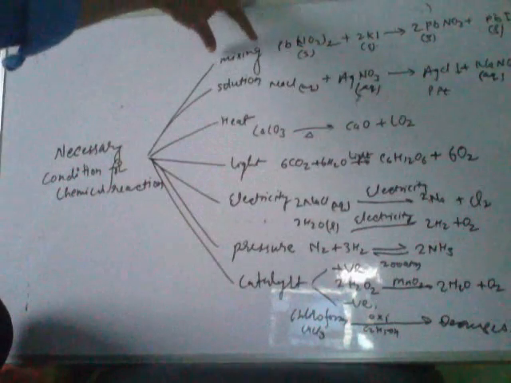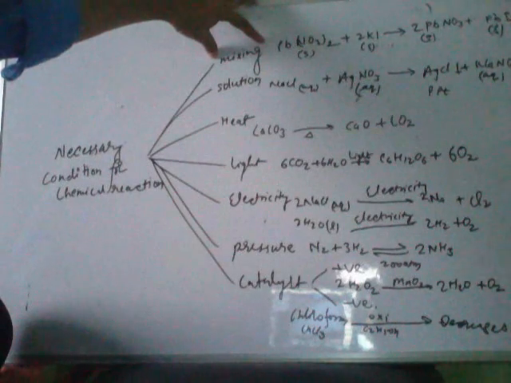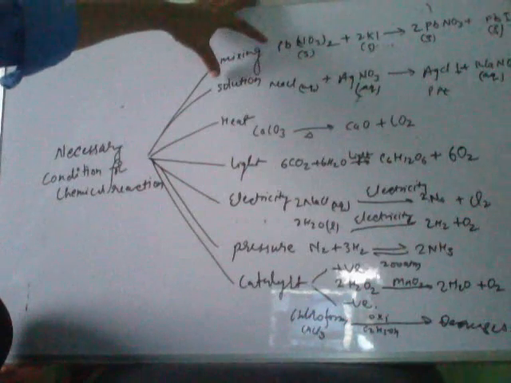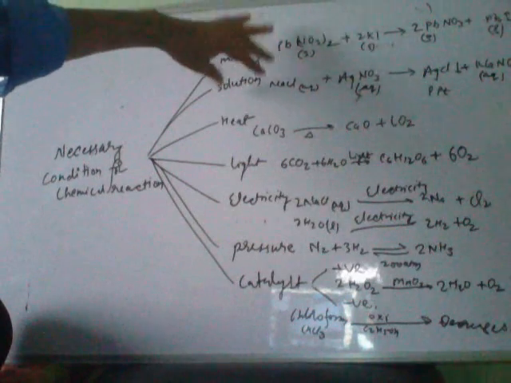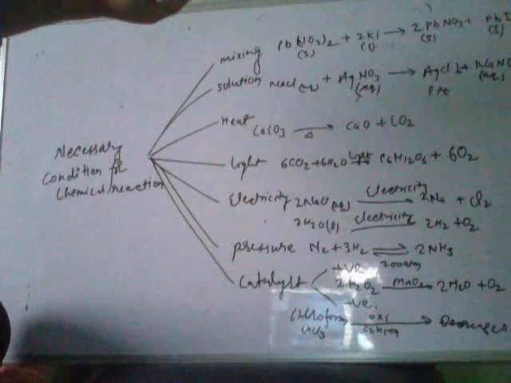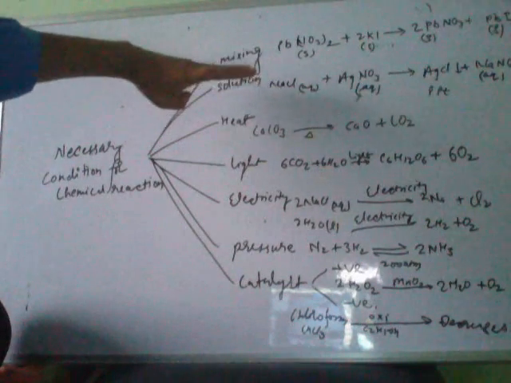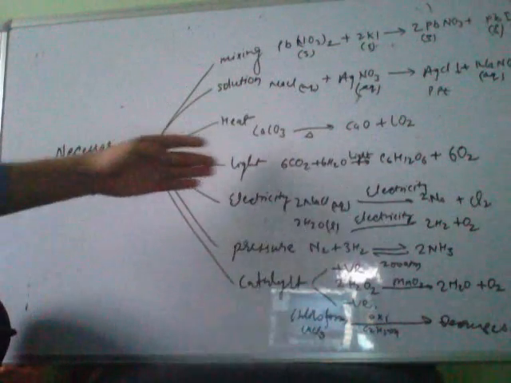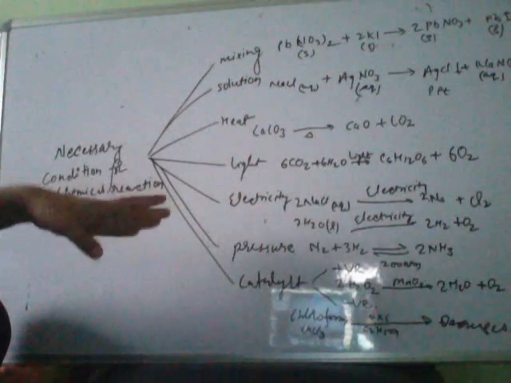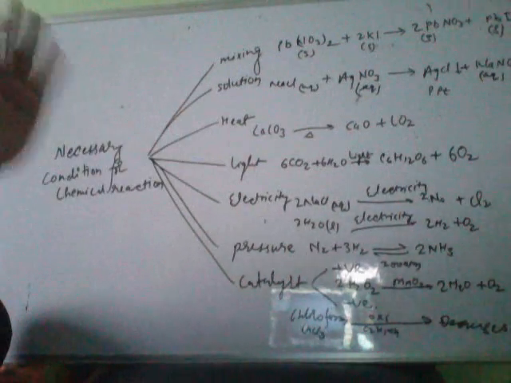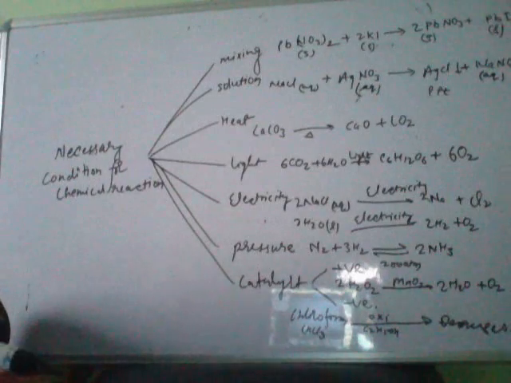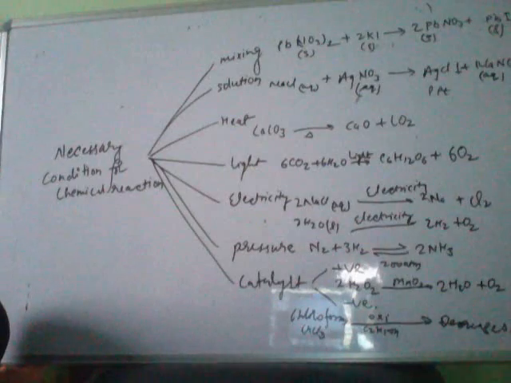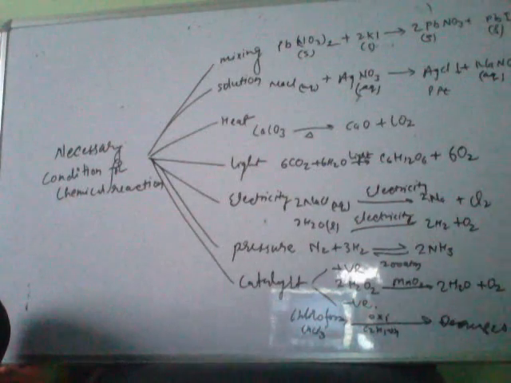Now this is all about the necessary conditions for the reaction to occur. First of all, that is mixing. When solid reactants are there, they have to mix properly, then only they can give the product. When you talk about aqueous reactants, there must be the formation of a solution. Few reactions need heat, light, electricity, pressure, or a catalyst, which are compulsory. Without these things, the reaction would not take place. That is why they are known as the necessary conditions for the reaction to occur.